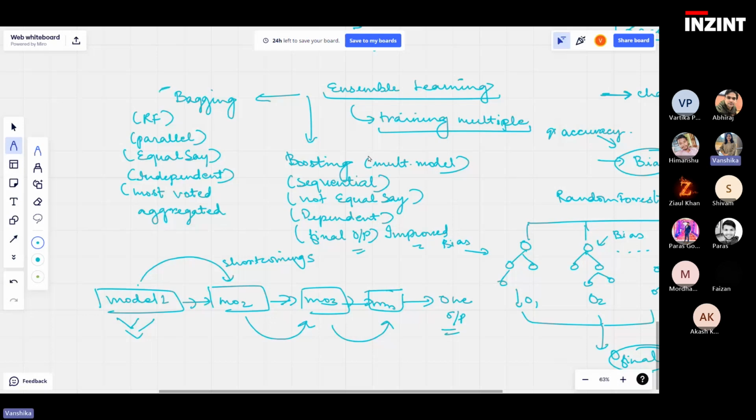So both of these techniques, bagging and boosting, are part of ensemble learning, and they are responsible for improving the models, improving their accuracy and improving their efficiency.